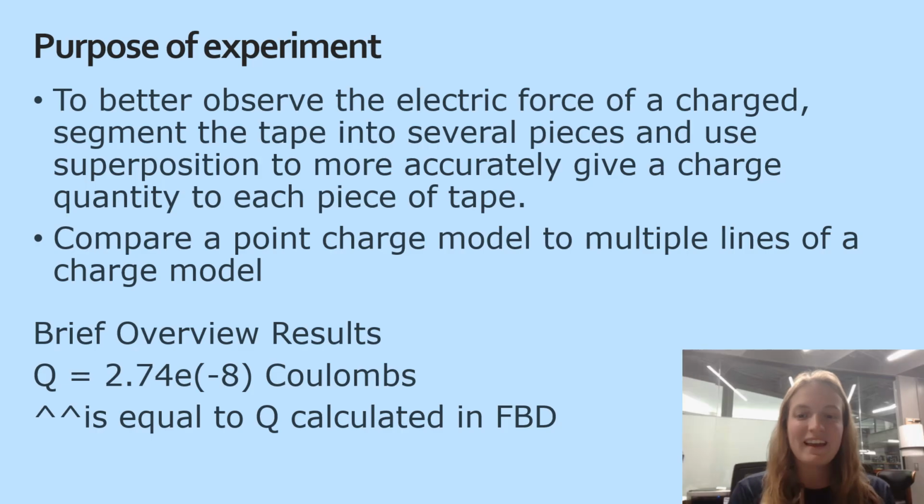Alrighty, so the purpose of redoing this lab is that instead of having a single point charge represent the electric field on the piece of tape, we're going to make infinitesimal segments of the piece of tape and use the idea of superposition to add up all the electric fields in order to calculate a total electric field. And a brief overview of the results is that our total Q is going to be 2.74e-8, which is about twice as large as it was in lab 1, and that's also equal to Q, which I calculated in the free body diagram.